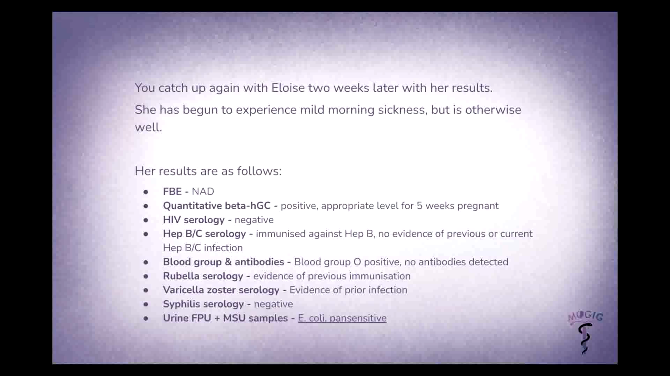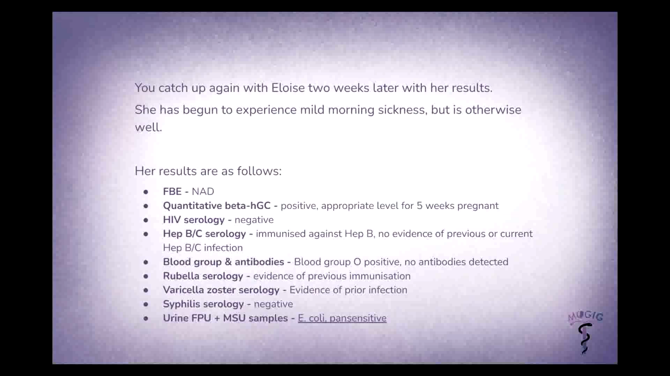Her HIV serology comes back negative, and her Hep B C serology comes back as evidence of immunisation against hepatitis B, but no evidence of previous or current infection. She is blood group O positive and no antibodies are detected. Her rubella serology demonstrates evidence of previous immunisation, and those have an appropriate titer level. And she also has evidence of prior infection with varicella zoster.